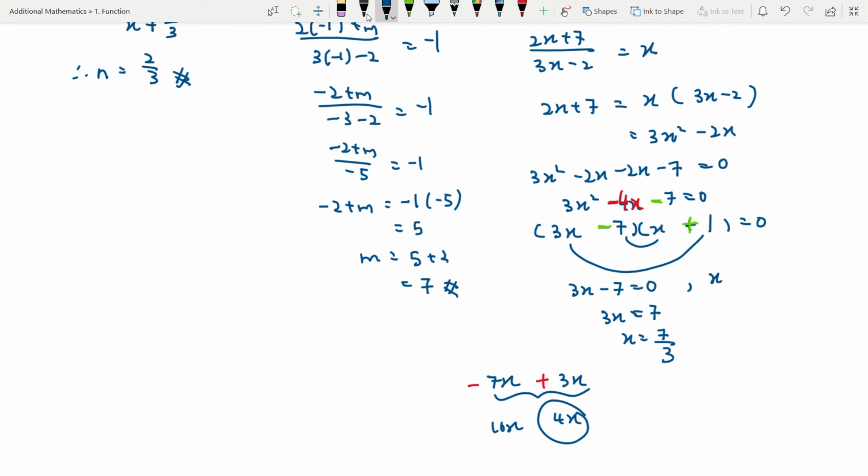And the other one, x plus 1 equals to 0. X equals to -1. -1 is already given, so we ignore this answer. Hence, our answer will be 7 over 3.